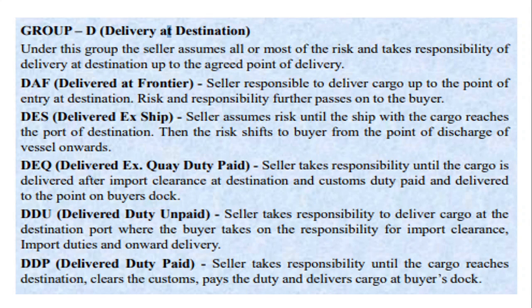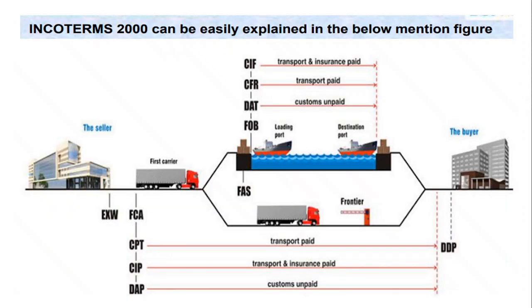Delivered at frontier, delivered ex ship, delivered ex duty paid. These are delivered duty unpaid, delivered duty paid. These are different dimensions, and this chart will make it very clear. Incoterms are in the context of a letter of credit where goods are sold on credit to one party. Here the seller is sending the goods to the buyer, but the entire process of transit is split into so many acronyms, and these acronyms have a specific meaning.